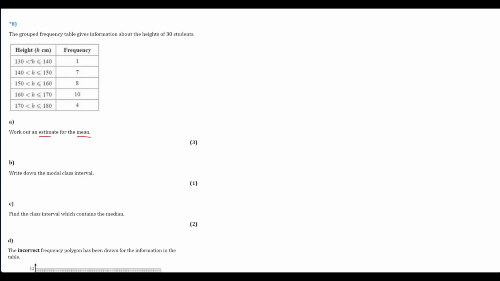Well, the fairest way we can do this is use midpoints. So the midpoint between 130 and 140 would be 135. And I'm just going to write down a midpoint for all of these. And I'll explain in a second what we do.